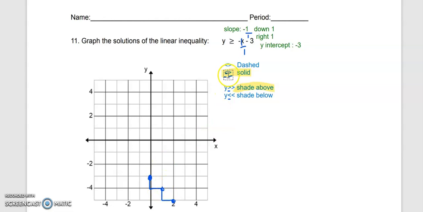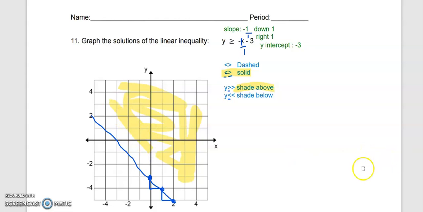Now again, I'm going to draw a solid line because y is equal to, that's what the little bar means. I'm going to try to draw this as straight as I can. Now I have my line, and I need to shade above. With my highlighter, I'm going to shade all of this above the line. All right, now we're done.